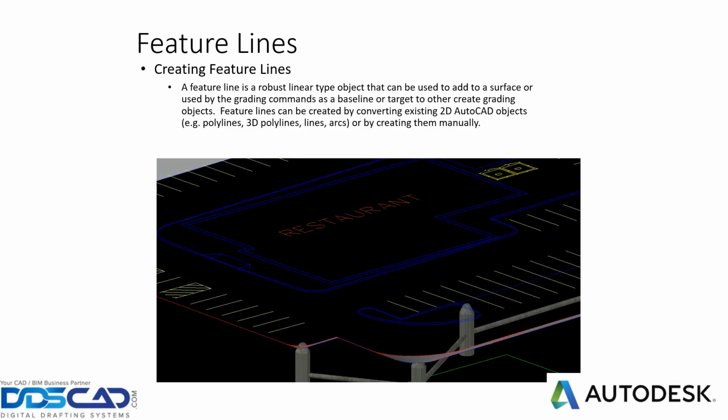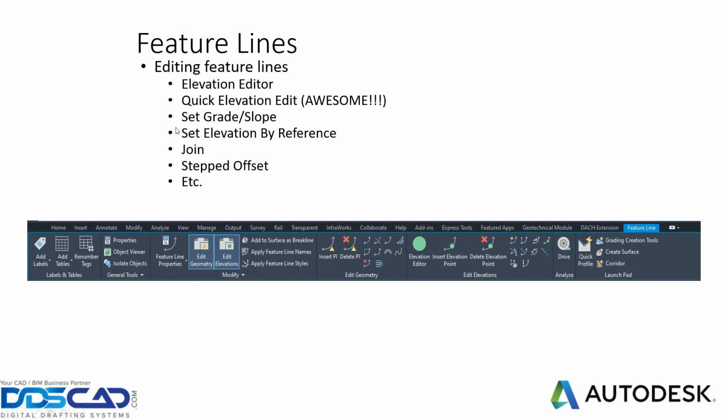And of course, feature lines. Feature lines are a really robust line type. They're like polylines on steroids, where you can define slopes for them. You can set grade slope between them. You can add elevation points. You can drape them to a surface. We're going to go over a couple of examples here just so you get an idea of how you can leverage feature lines and so on.